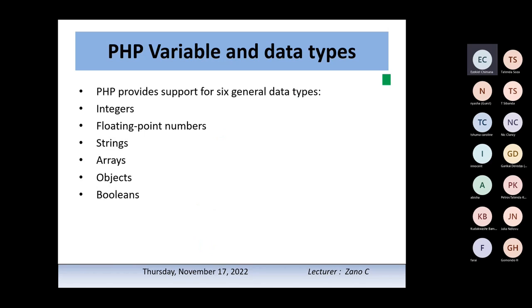So PHP variables and data types. Let's just talk about the PHP variables and data types, and then we leave it there. We'll move on to the other slide. So PHP provides support for six general data types. They are integers, floating point numbers, strings, arrays, objects, and booleans. So you need to know them so that you can actually use them.